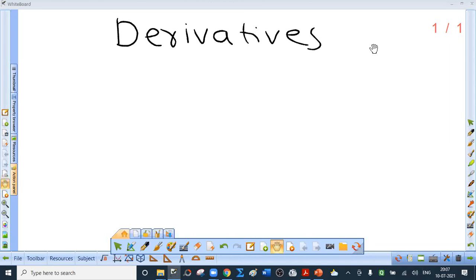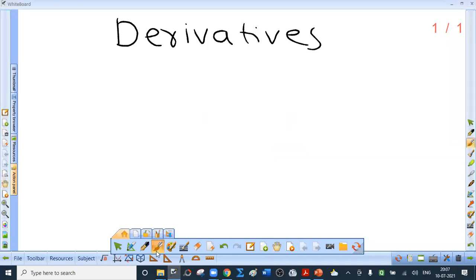If you pay attention, rules can be remembered easily. Then I'm going to tell you two important things. One is interpretation of derivatives. That is the most important thing. And secondly, physical significance of derivative.